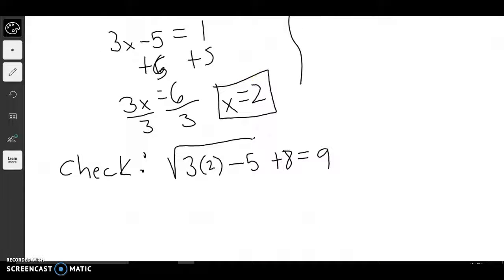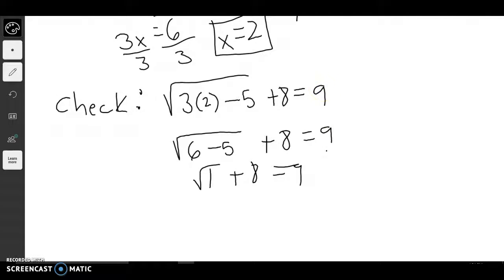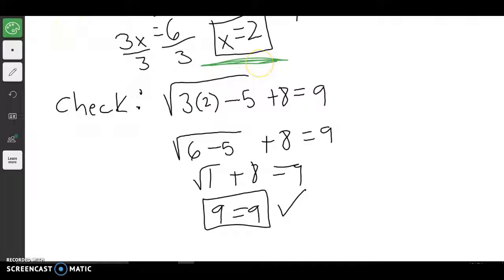So then we just kind of go through and make sure everything works out. Well, 3 times 2 is 6. And 6 minus 5 is 1. And the square root of 1 is 1, and 1 plus 8 is 9, so 9 does equal 9. So it checks out. So this is actually a solution. So 2 is really a solution, and 2 is really my answer. So x equals 2 is an answer because we checked and made sure that it worked.